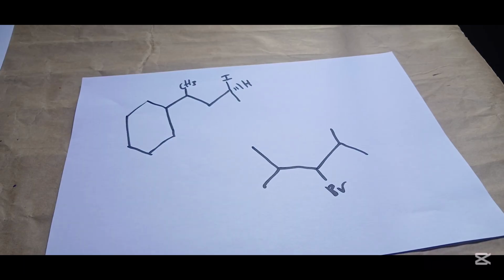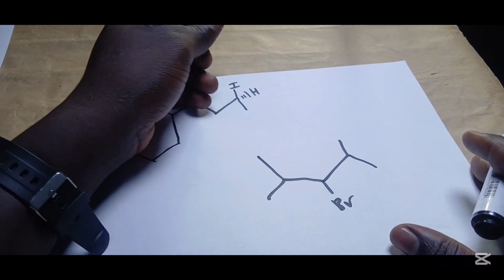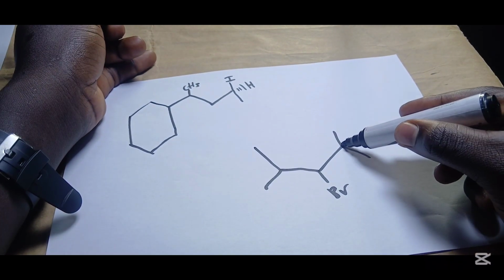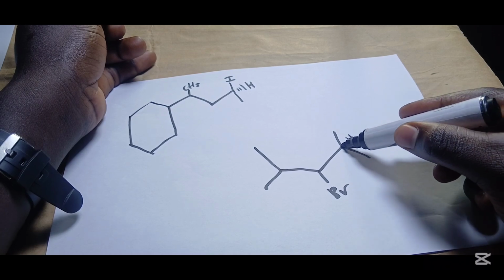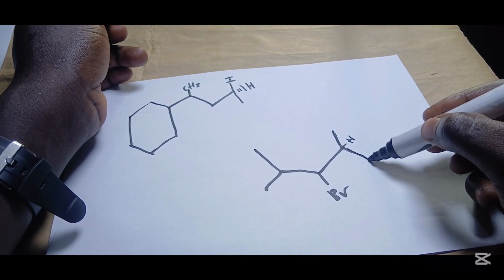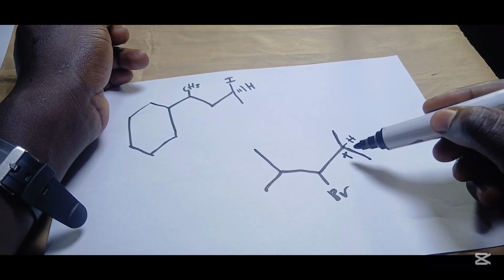Identify the chiral centers in this molecule. First of all, let's look at this molecule here. We are looking at a carbon atom with 4 different groups attached to it. This carbon atom here has a methyl group here and a methyl group here. Since we have methyl groups repeating, the carbon atom here is not chiral.